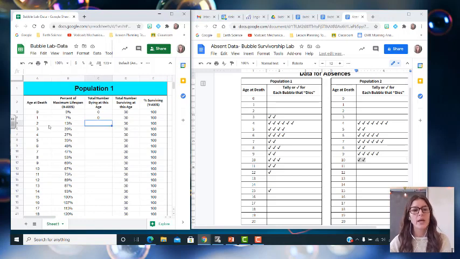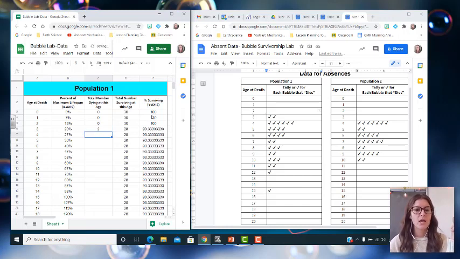So age of death, 2 seconds. How many bubbles died at 2 seconds? None. So zero. All 30 of them survived to 2 seconds. Then at 3 seconds, two of them died once they reached that age. So I would put two there. And then I can see that I have more numbers being populated into this section.